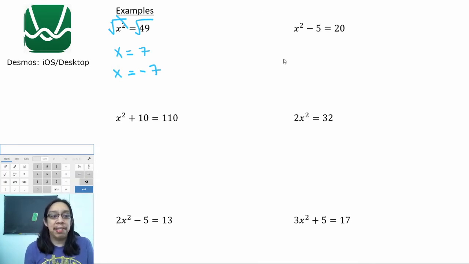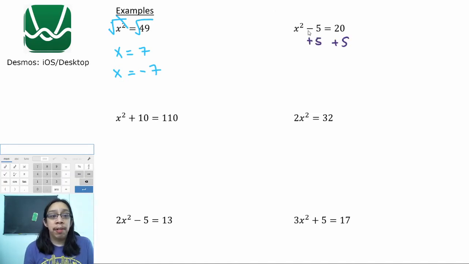Now let's look at this next example. We have x squared minus 5 equals 20. In this case, the x squared portion is not isolated. It's not completely by itself because there's a minus 5 there. So we have to perform some algebra in order to keep this x squared completely by itself. But how do we do that? Well, let's start by adding 5 on both sides of my equation.